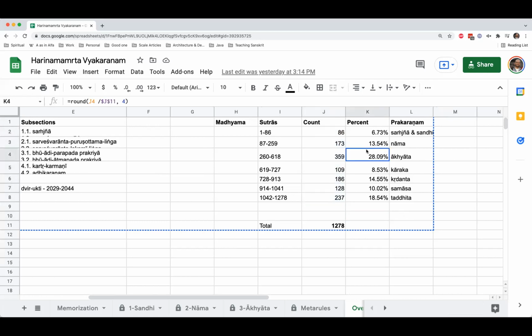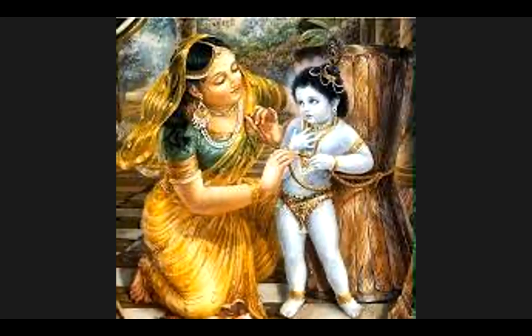Here, the biggest one becomes the verbal forms, 28%. Next is the Taddhita, then Krudanta, then Nama, and finally comes Samasa. So these are the sutras you are going to learn, and this is the division of those sutras. Okay, let's go back to the slides.